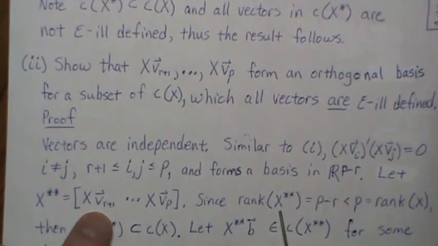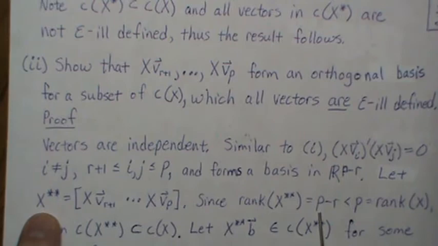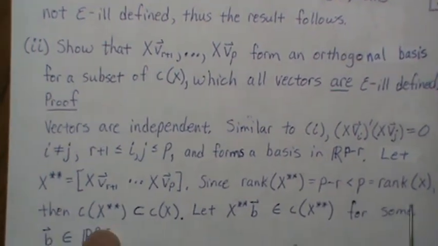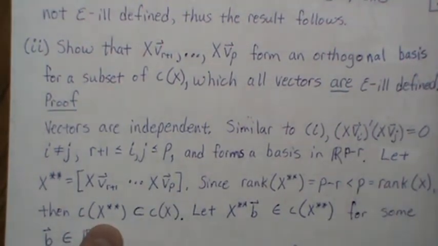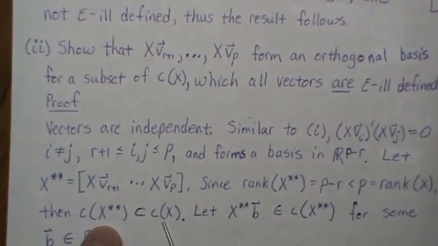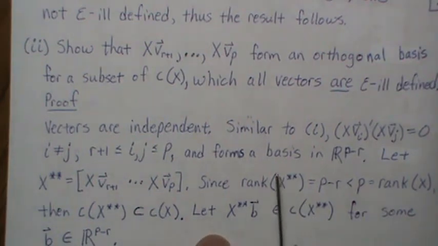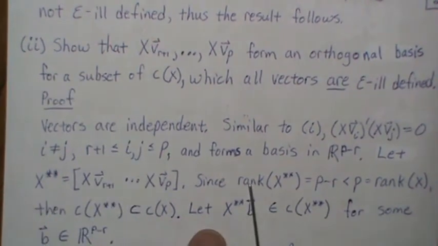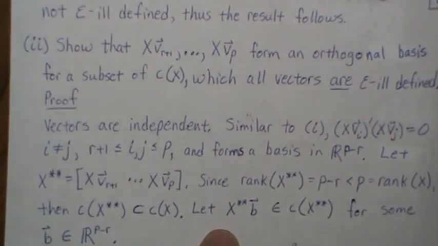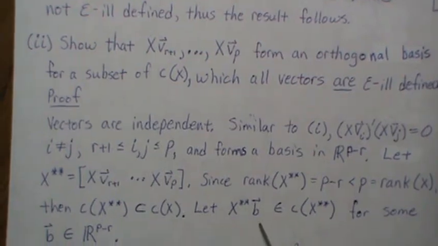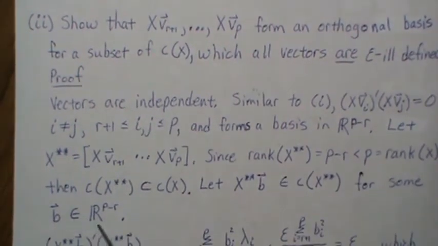Now since the rank of X double star is p minus r, which is less than p, which is the rank of X, that shows that the column space spanned by X double star is a subset of the column space of X. Now let's let this be a vector in the column space of X double star. Here b is not the same b we used in part 1, but when you do that multiplication, it has to be p minus r by 1. And this is for some b in p minus r space.